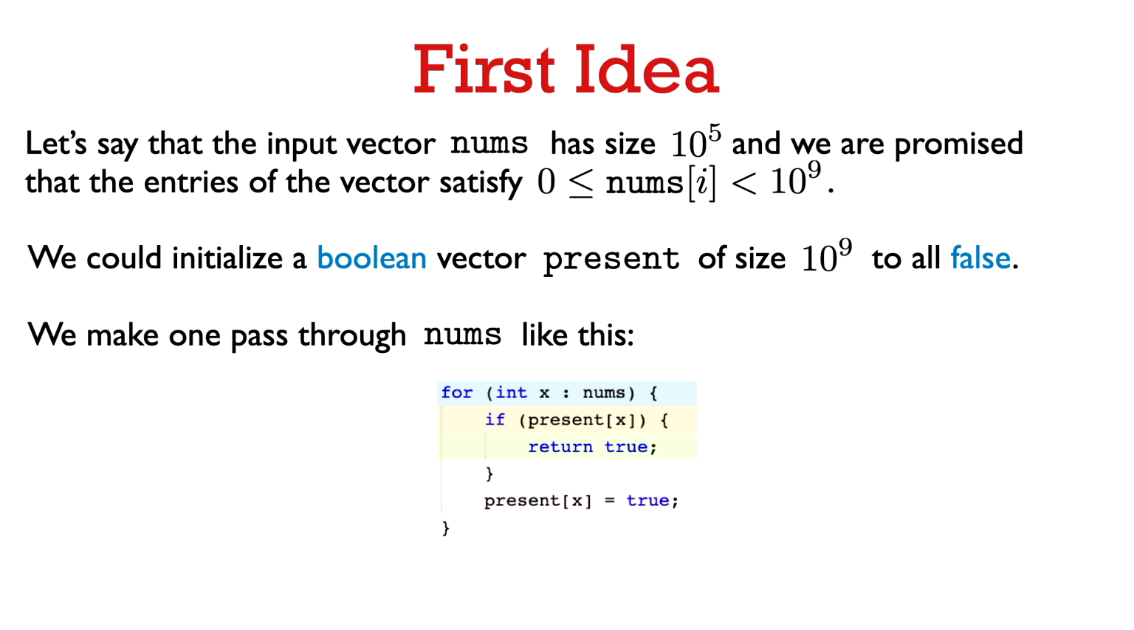So the first idea is that since the entries of the input are non-negative, we can actually use them as indices into a vector. So we're just going to create a vector of 1 billion booleans called present, and we're going to initialize this vector to all false. And now we're just going to make one pass through the vector, and for each x that we come across, we're going to check if present of x is true. That would mean that we've already seen x. If yes, then we can return true. If not, then we mark x as present and continue.